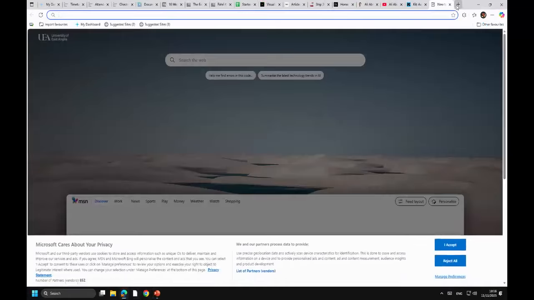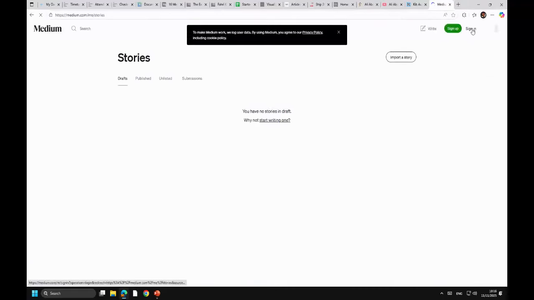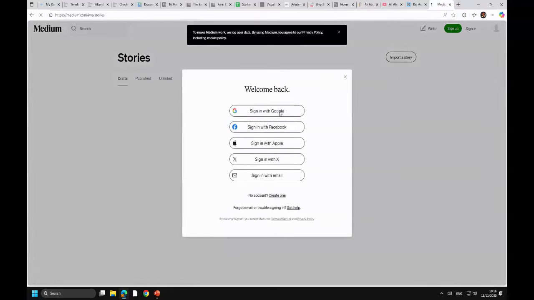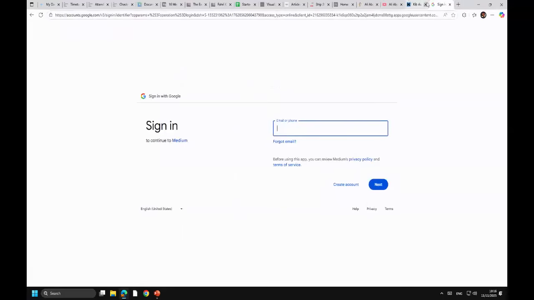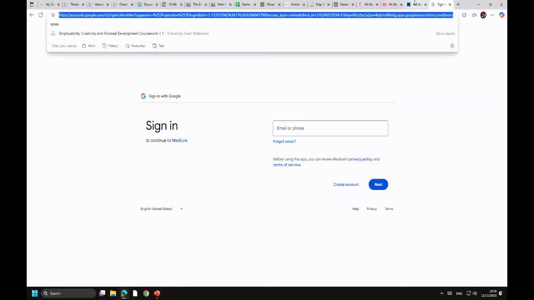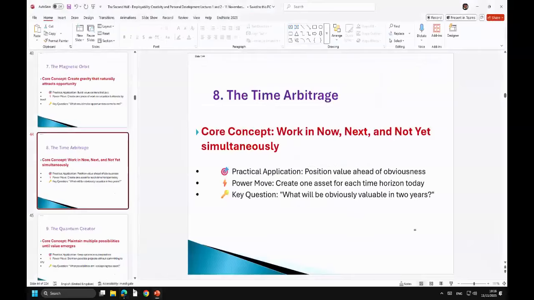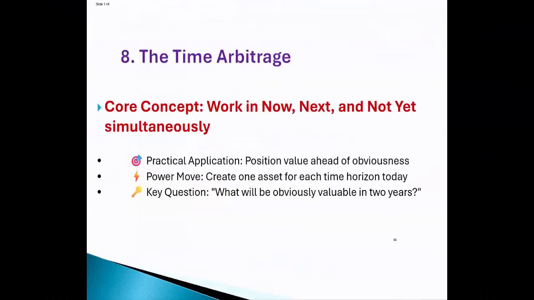So, for example, in my Medium, I am creating lots of articles about 2030, 2035, and I'll be publishing them. You can see them. Okay, 2030. How do you position yourself? By talking to your future self. Your future self who lives in 2030.